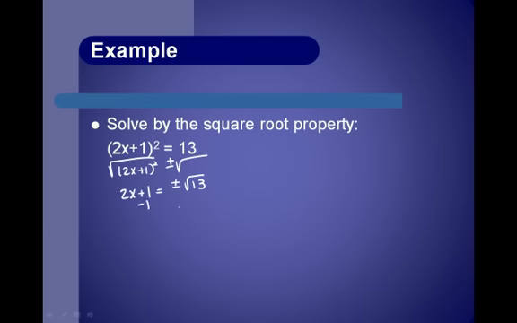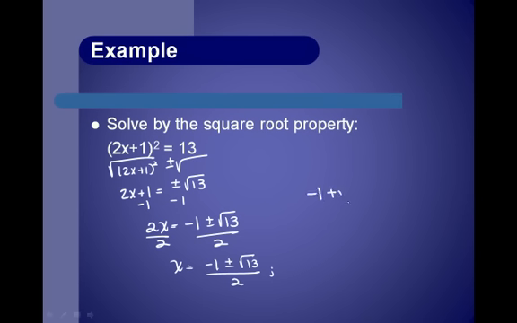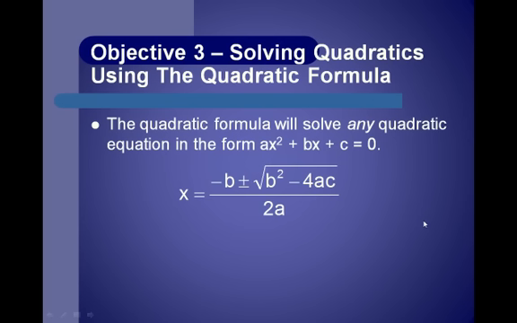So we're going to go minus 1 on both sides, so we get 2x is equal to negative 1 plus or minus the square root of 13. Now to get x by itself, we've got to divide by 2, so x is equal to negative 1 plus or minus the square root of 13 over 2. Now sometimes when you write your answer in MyMathLab, you're going to have to enter it separately, so you would say negative 1 plus the square root of 13 over 2 and negative 1 minus the square root of 13 over 2.